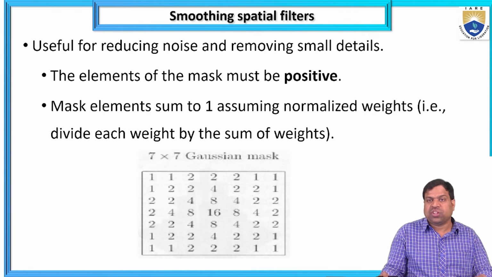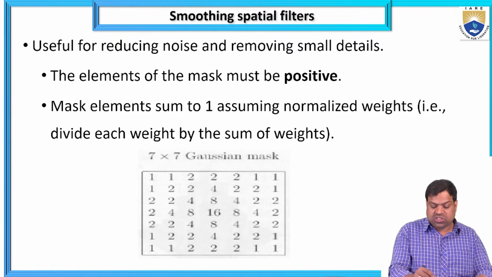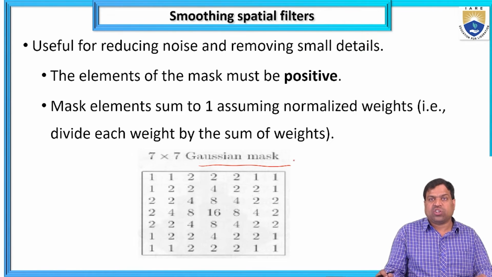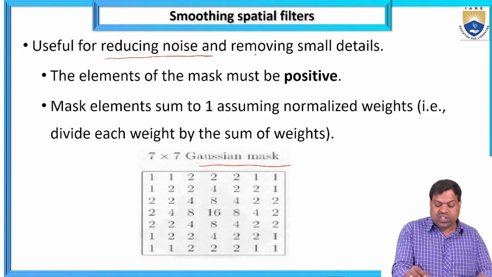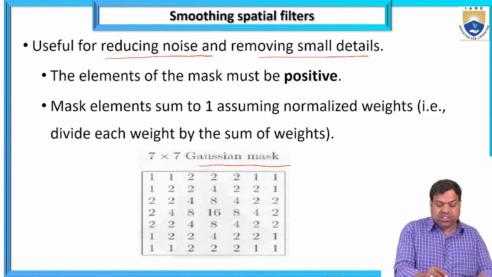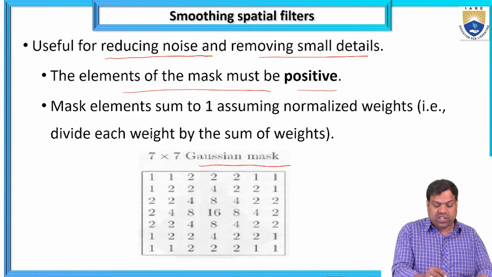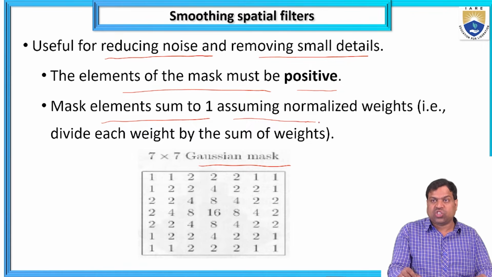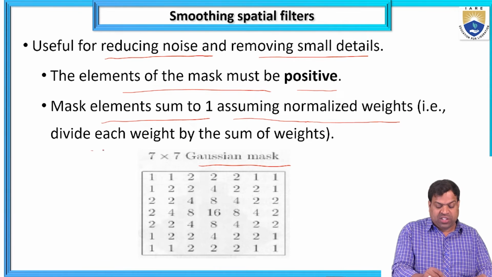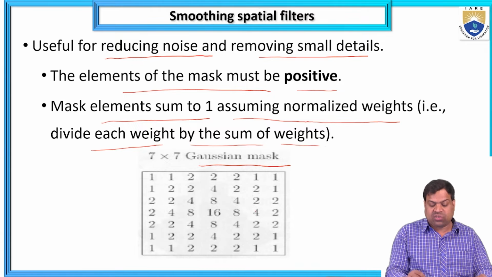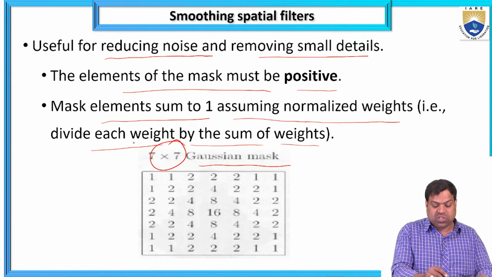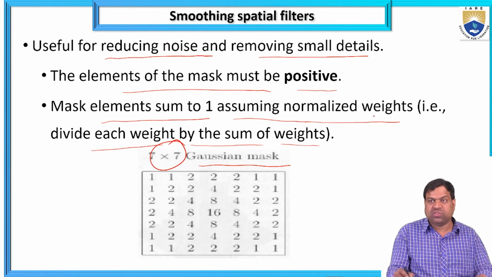Another one is a smoothing spatial filter. So here I am using a Gaussian mask. What is the use of Gaussian mask? Useful for reducing noise and removing small details. And the elements of the mask must be positive. And mask elements sum to 1 assuming normalized weights, that is divide each weight by the sum of the weights.